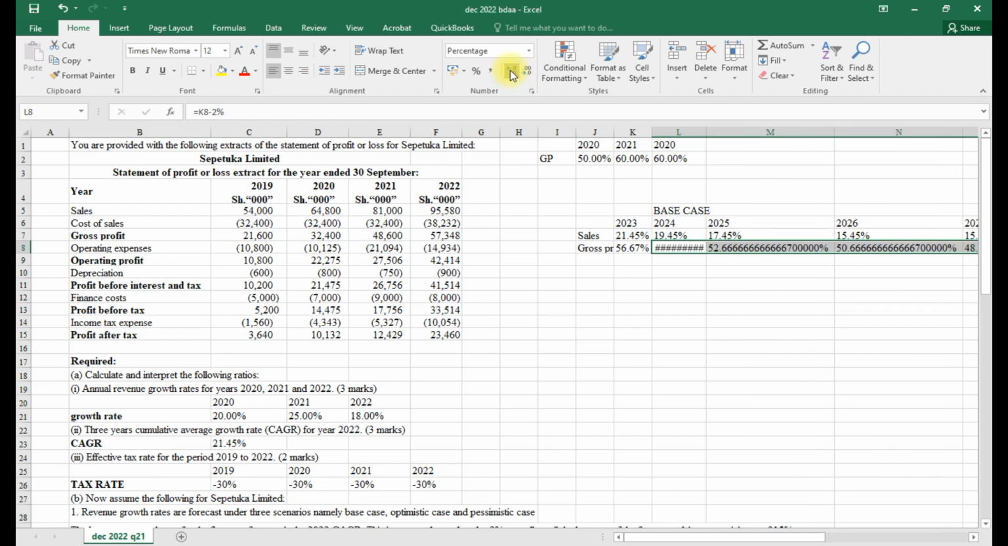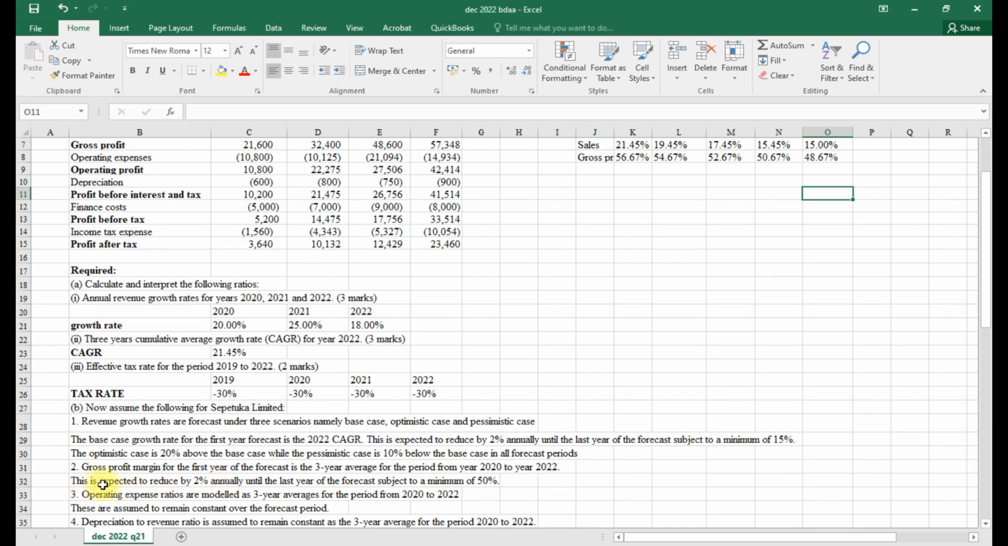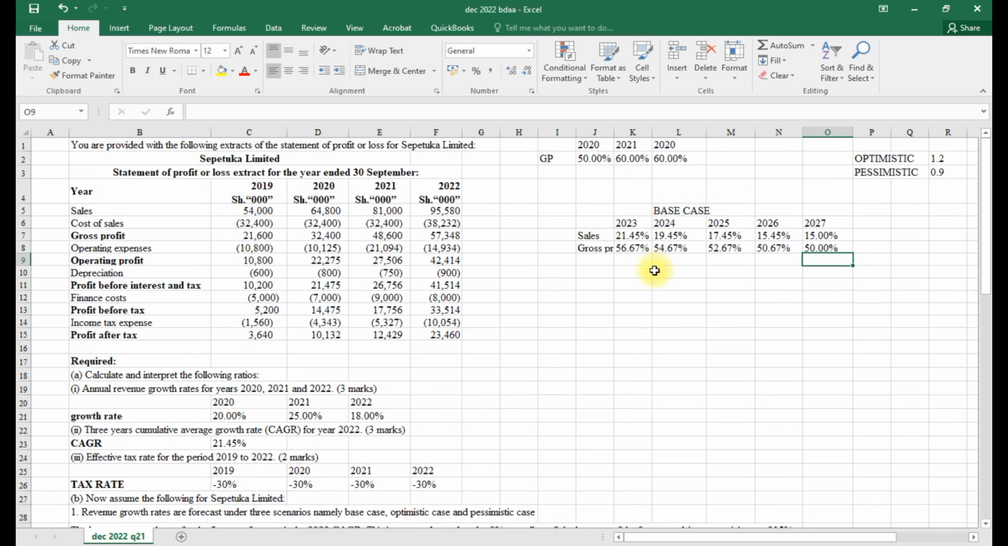So I'll reduce the zeros to two, that way, past 2 decimal places, in order to avoid a lot of overlap and overlay. So you can say the minimum we have is 48, but you are told up to a minimum of what? This is expected to reduce by 2% annually until the last year of forecast, subject to a minimum of 50%. So the last year of forecast, we shall have 50% as our minimum.